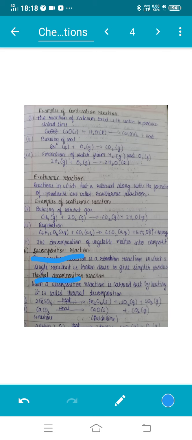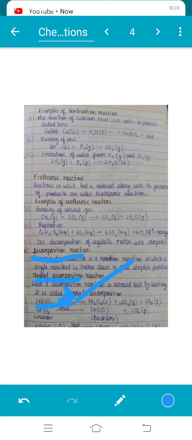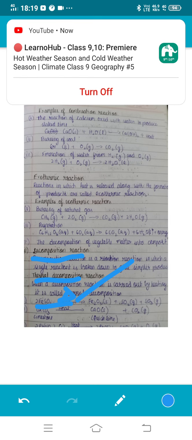The thermal decomposition reaction. When a decomposition reaction is carried out by heating, it is called the thermal decomposition reaction. Means heat is involved when a single reactant is broken down into different products. Here given 2FeSO4 when heated gives Fe2O3 plus SO2 plus SO3. This is iron sulfate, this is ferric oxide, and sulfur dioxide, and this is sulfur trioxide.